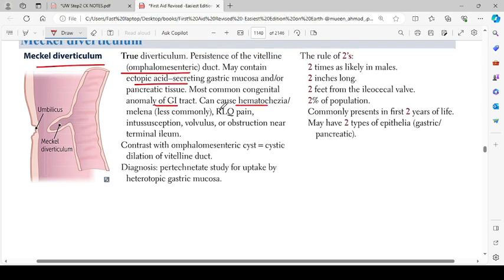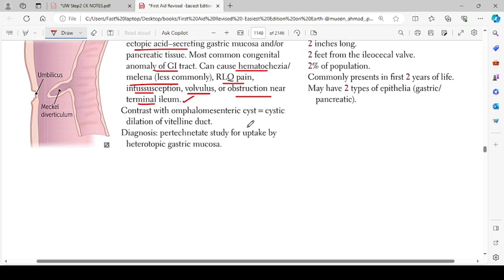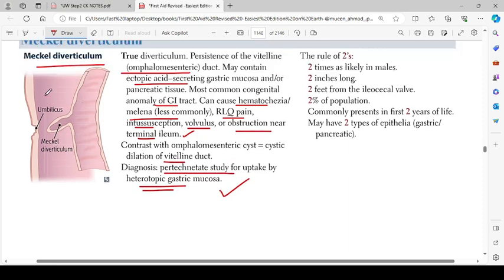It can cause hematochezia, melena that is less common, right lower quadrant pain, intussusception, volvulus or obstruction near the terminal ileum. Contrast with omphalomesenteric cyst, that is cystic dilation of the vitelline duct. Diagnosis is by a technetium pertechnetate study for uptake of heterotopic gastric mucosa. So here you can see the umbilicus, and Meckel's diverticulum is present over here.